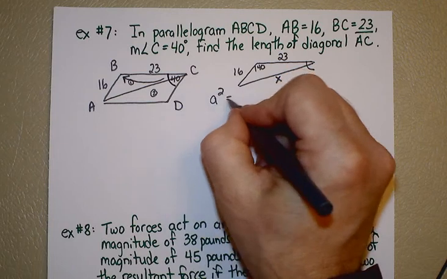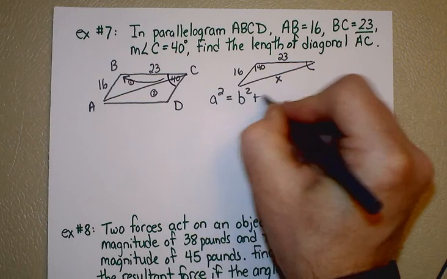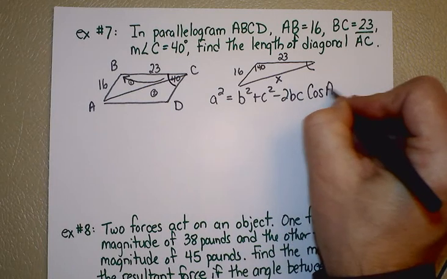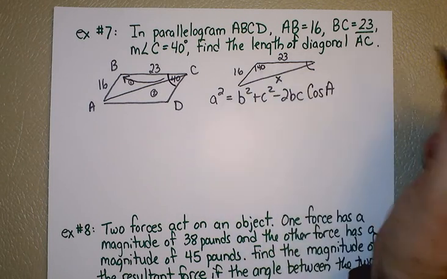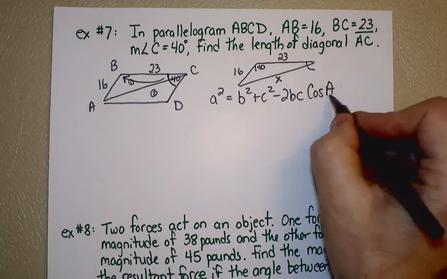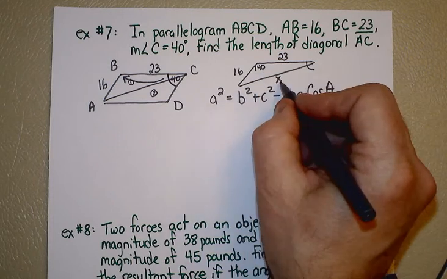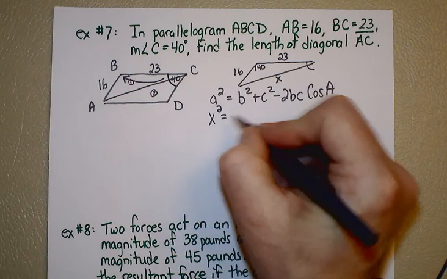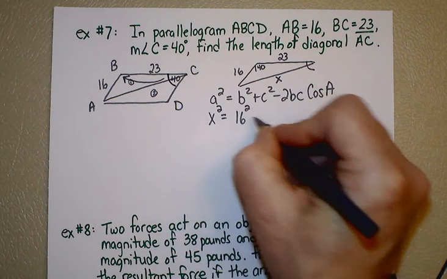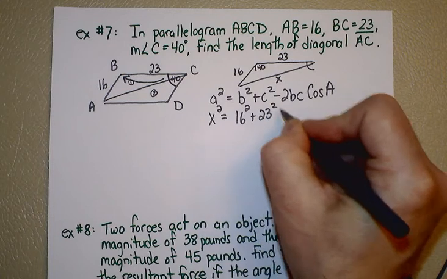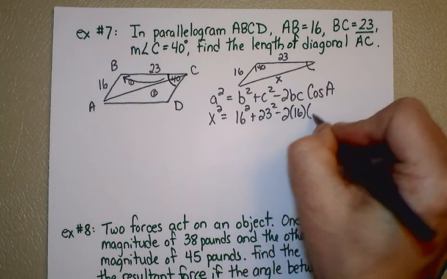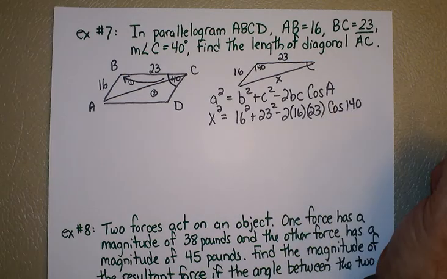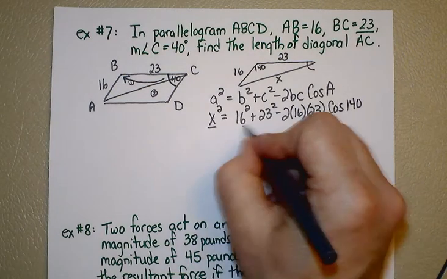A squared is equal to b squared plus c squared minus 2bc cosine A. The angle I'm going to use is 140, so that's going to go right there. And the side opposite the 140 is my x, which is what I'm looking for. That has to go in for A. So x squared is equal to 16 squared plus 23 squared minus 2 times 16 times 23 times the cosine of 140 degrees. So again, doing the problem in pieces.